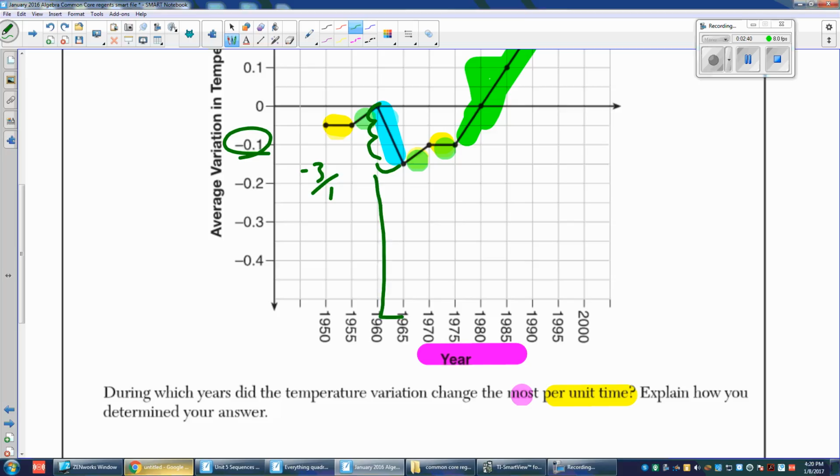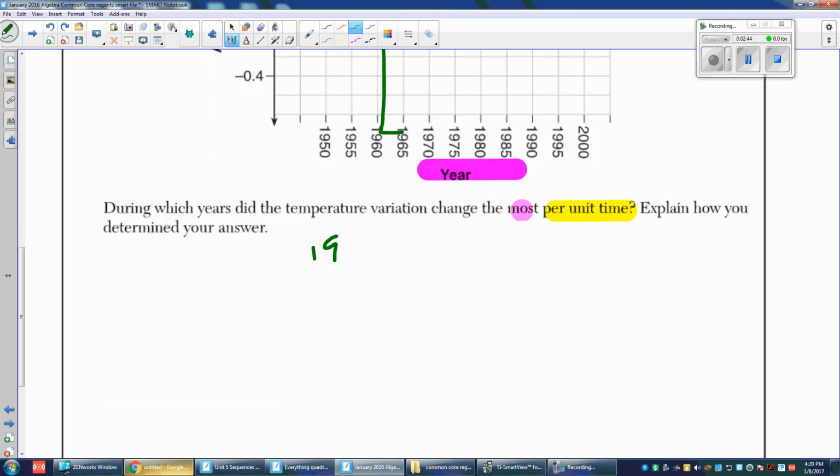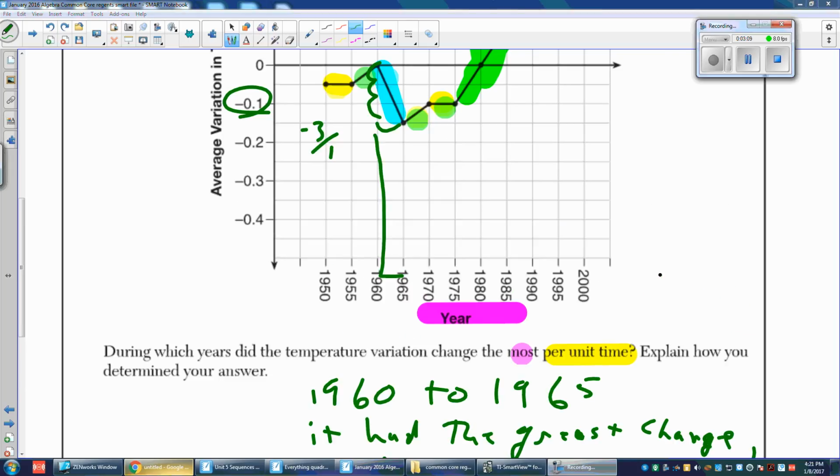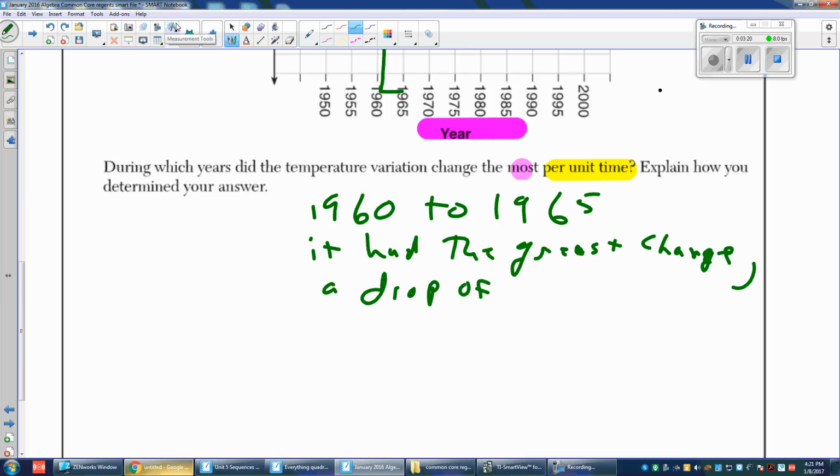From 1960 to 1965, during that block there, from 1960 to 1965, it had the greatest change, comma, a drop of, so it dropped from 0 to -0.15. And that's all we need.